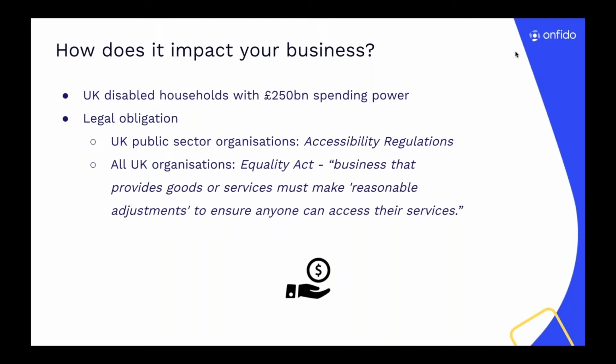Also, consider the legal aspect. All public sector bodies are already governed by the accessibility regulations, which prescribe clear digital accessibility requirements. Now, private sector bodies are exempt from this, but they're still subject to the Equality Act, which outlines that any business that provides goods or services must make reasonable adjustments to ensure anyone can access their services. This act is less prescriptive about what digital accessibility support means. However, a business can still be taken to court if a user with disability is being discriminated against.